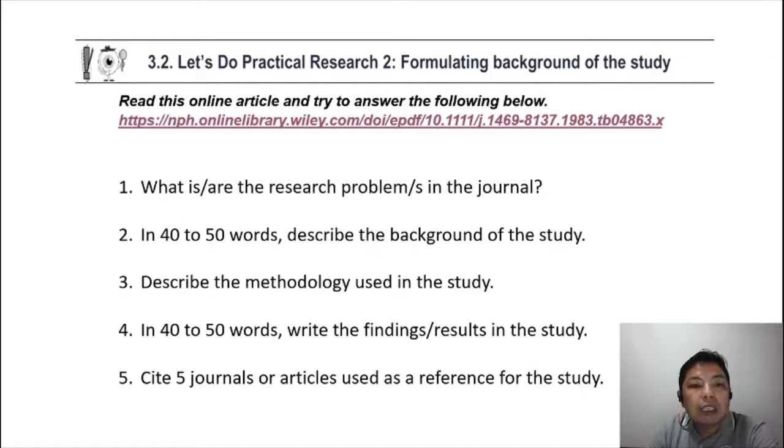Number three, describe the methodology used in the study or the research design na ginamit nila. Number four, in 40 to 50 words again, write the findings or the result of the study. And number five, cite 5 journals or articles used as a reference for the study. So all of it, lahat yon, makukuha nyo yung sagot doon sa article.